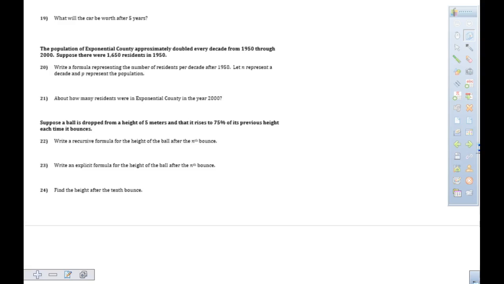What you're going to be asked to do on the test. So they tell us that we are looking at the population and it doubles, so that's one of the first things we need to know. And we're talking about in 1950 there were 1,650 residents. So it says n is going to represent a decade and P is our population. So P is equal to the population we started with.